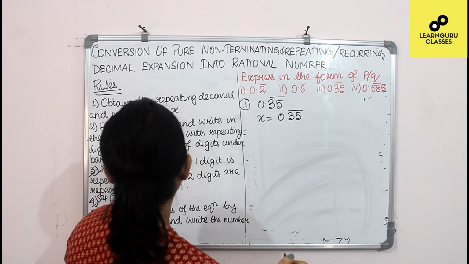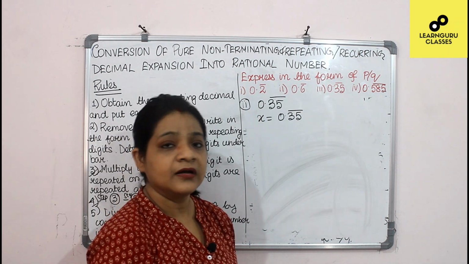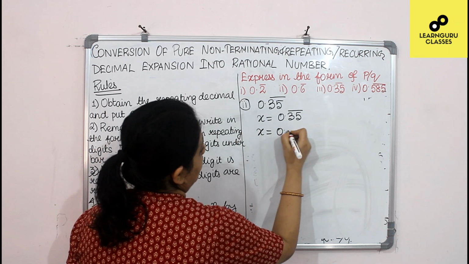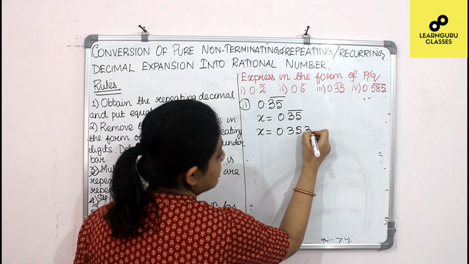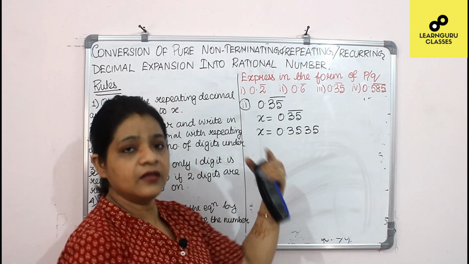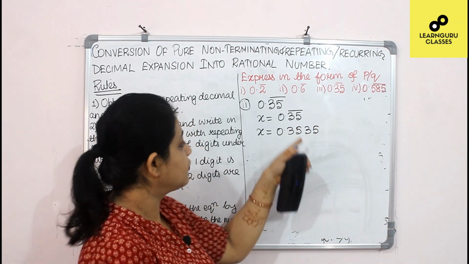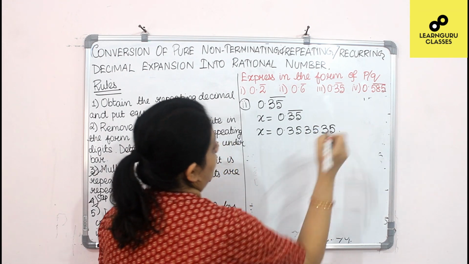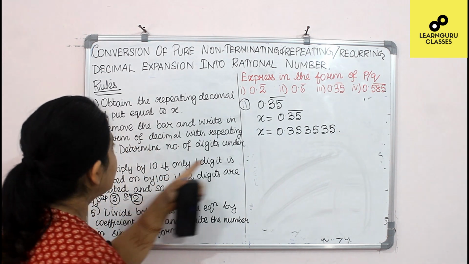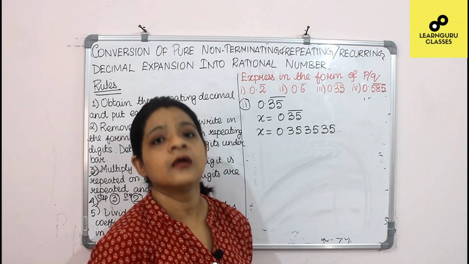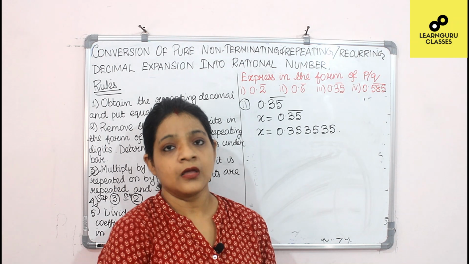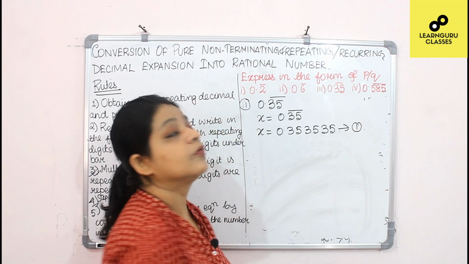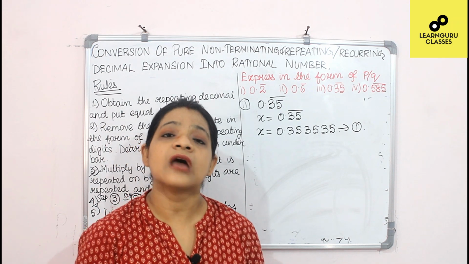Now remove the bar and write in the form of a decimal. So what shall I do? I will write 0.35 here. The sequence of digits is being repeated: 35, 35, 35. Okay. Now how many digits are under the bar? 2 digits are under the bar. So you will multiply this equation 1 with what? 10, 100 or 1000?